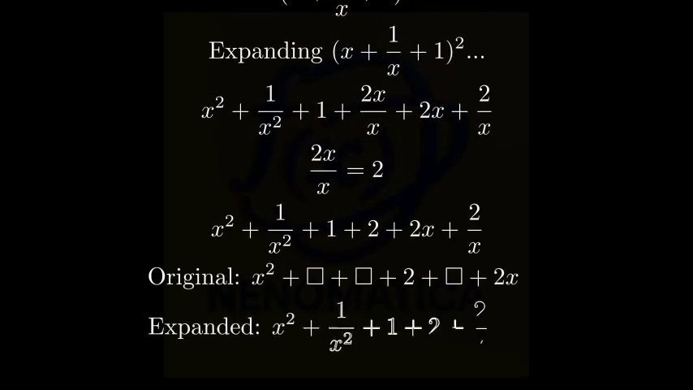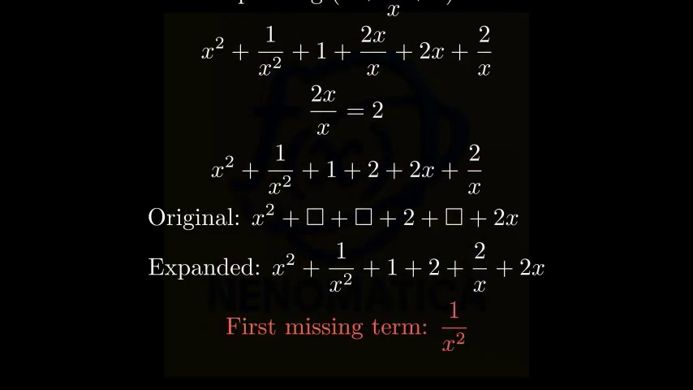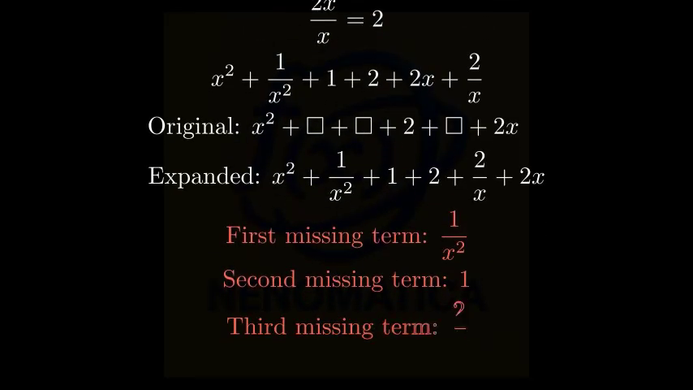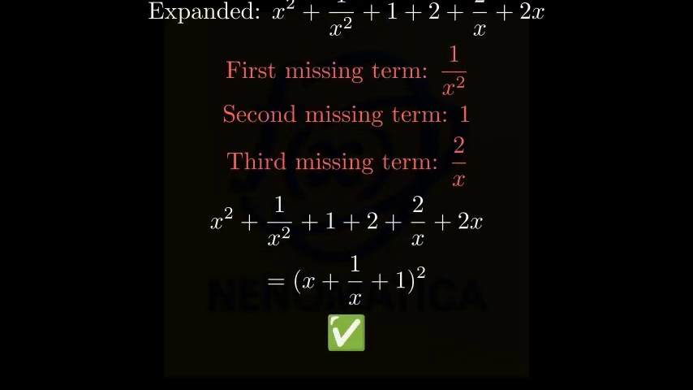Comparing our expanded expression with the original one, the first missing term is 1 over x squared, the second missing term is 1, and the third missing term is 2 over x. Let's verify our answer for the second example. If we substitute our missing terms, we get x squared plus 1 over x squared plus 1 plus 2 over x plus 2x. This equals (x plus 1 over x plus 1) squared, confirming that our answer is correct.